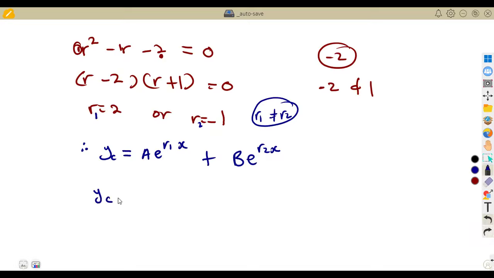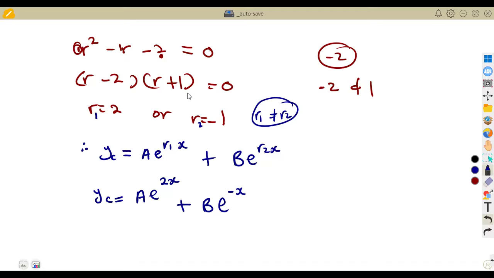So YC is equal to A e to the exponent of R1, which is the first solution, which is 2. So it's going to be 2x, plus B, our constant again, e to the exponent of R2, which is -1. So this will be -x. We are done. On the complementary part, don't worry about anything at that stage. Just leave it like that. At that stage, you're done. There's nothing more that we need from this complementary.